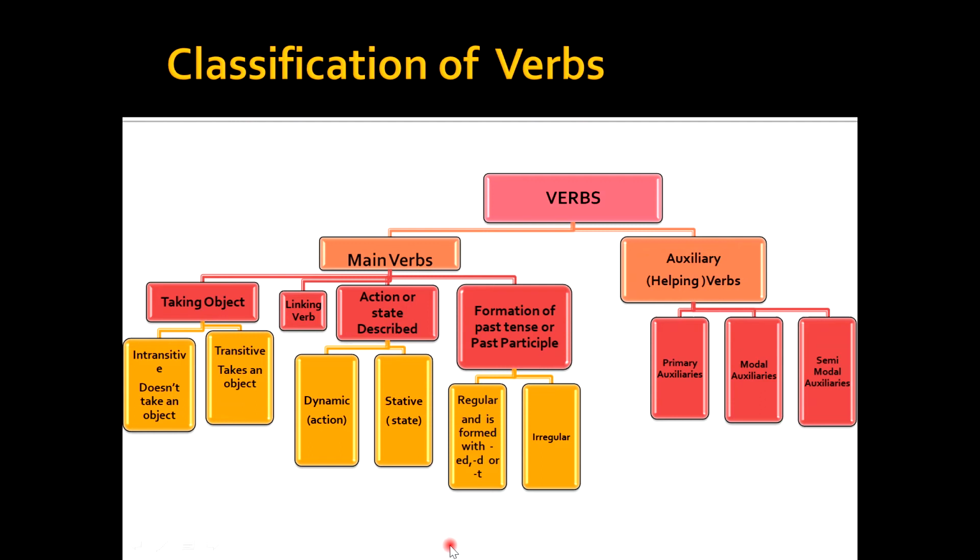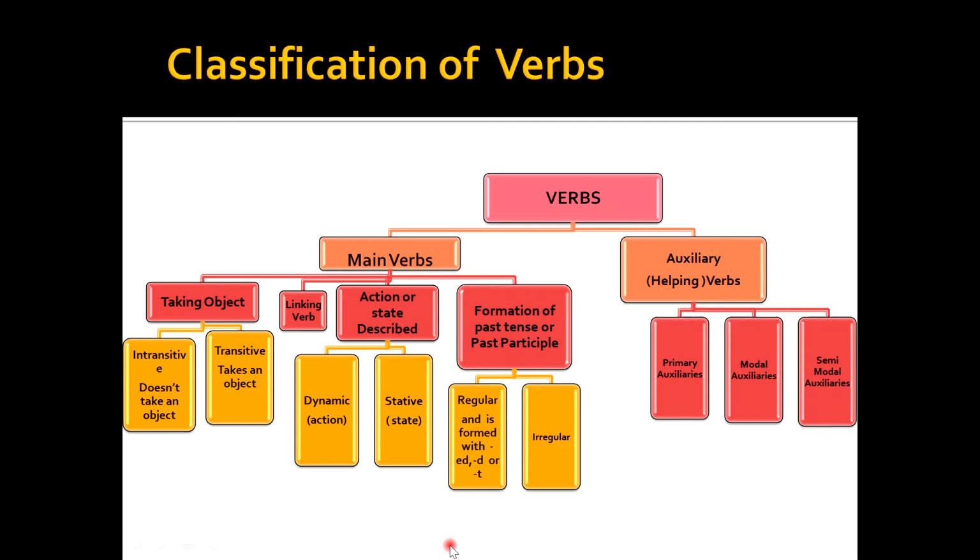Now, a transitive verb can have two objects at times, which are called a direct object and an indirect object. An example is she presented him a watch on his birthday. So here the indirect object usually comes before the direct object. In the sentence, him is the indirect object, watch is the direct object. So that's about transitive and intransitive verbs.